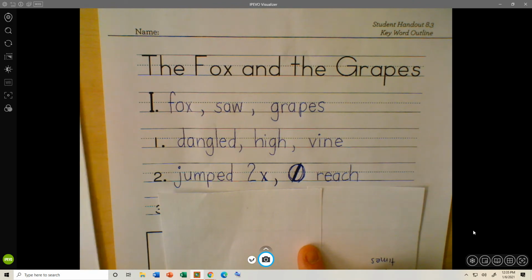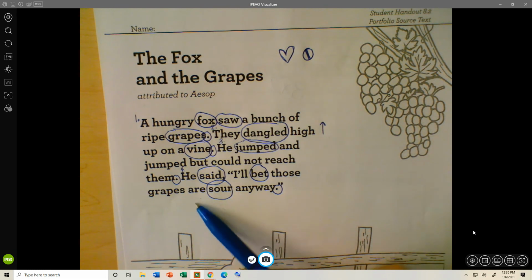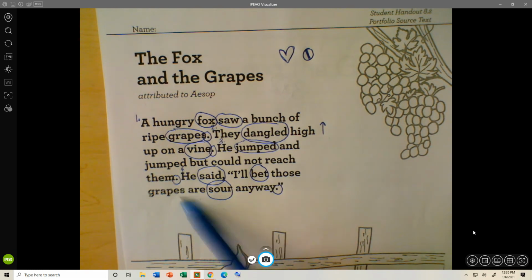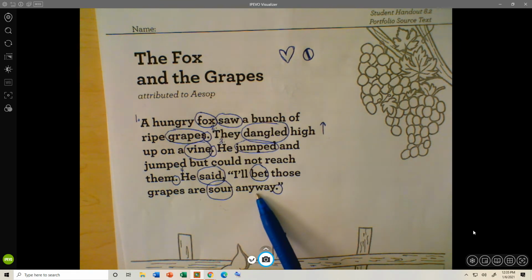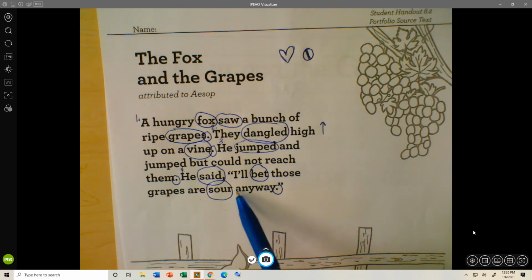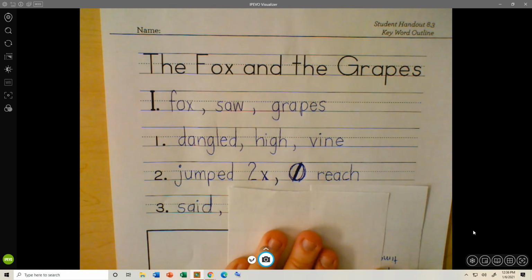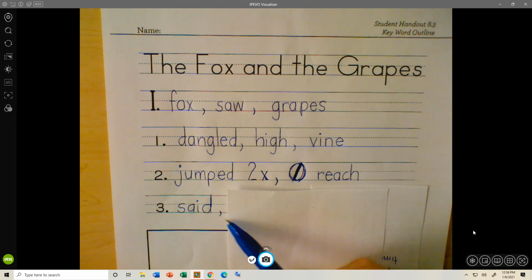Okay, if you're not finished writing, you can hit pause or the space bar, and that'll pause so that you can write. I'm going to go ahead and go on to the last and final sentence. The last sentence says, he said, I'll bet those grapes are sour anyway. Now, you can see your classmates have chosen 3 important words here. Okay, so the first word that they said was important was the word said. Okay, they wanted us to know that the fox said something. Don't forget your comma after your word said.